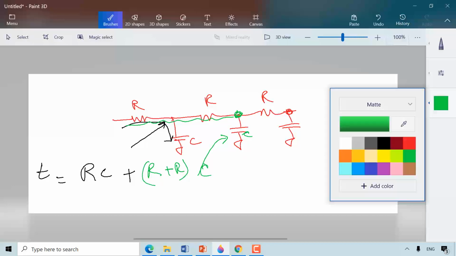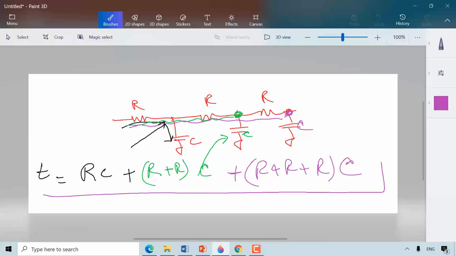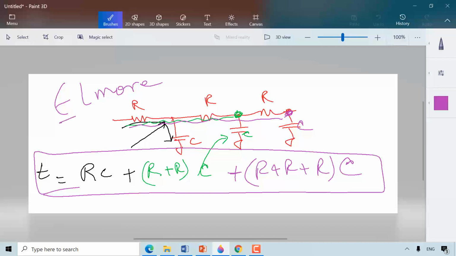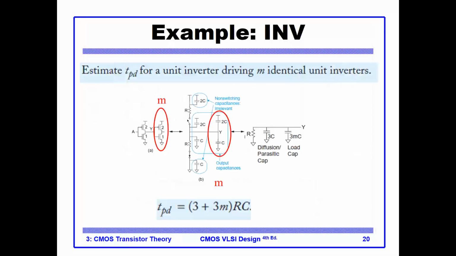Then I need to charge this node, which is this one here. We have a C here, so we have to go through R plus R plus R, as you can see, times the C. So that becomes our delay. This is called the Elmore delay. That's an estimation for an RC network. So let's go back to our lecture.